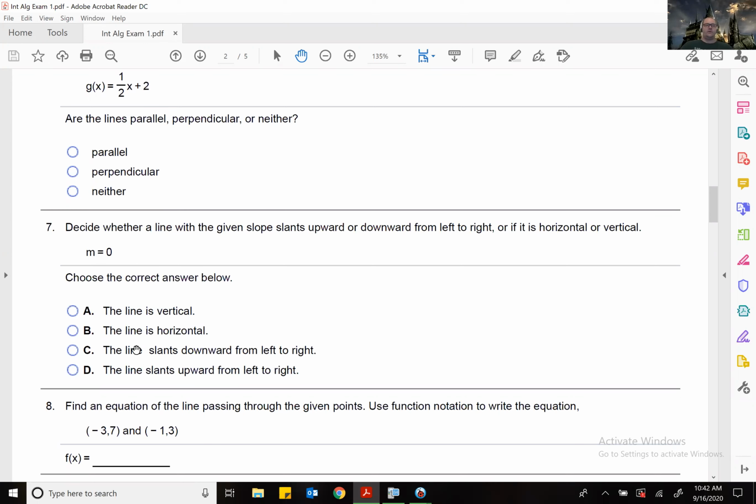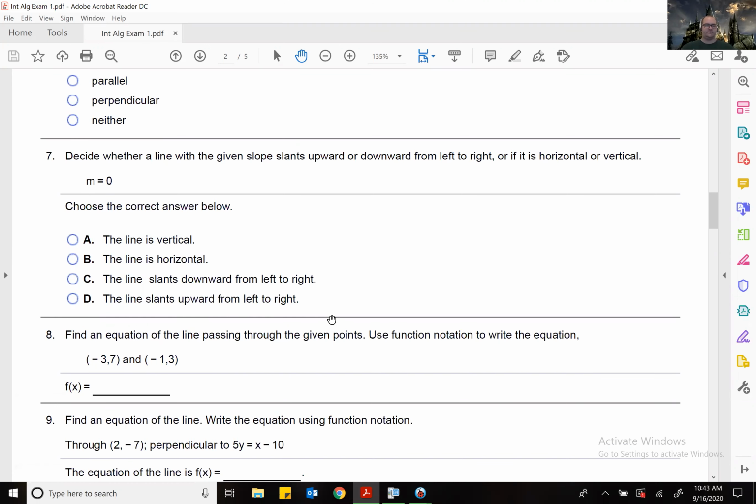Okay? So if it was to slant upwards, that means the number would have to be positive. So someone give me a positive slope. 2. There you go. If this said m equals 2, you would have selected slanted upward. Someone give me a slope that slants downward. What would that be then? -2. So positive slopes slant upward. Negative slopes slant downward. Horizontal is always 0. Vertical is always undefined. Make sure you know that.